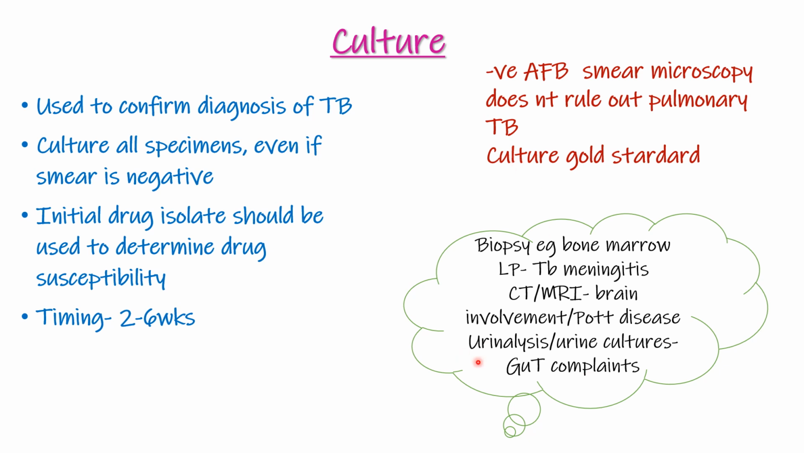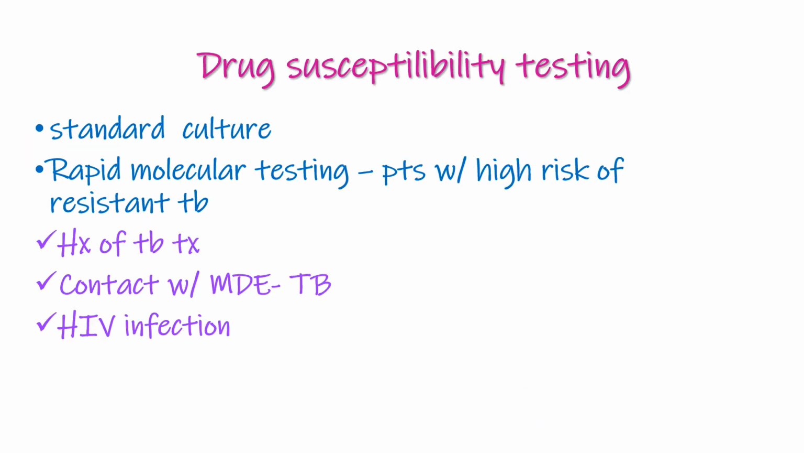We will talk more about other tests when we discuss extrapulmonary TB, where sometimes you can do a biopsy of bone marrow. When you see a patient who presents with signs of meningitis, head stiffness, headache, among others, you do an LP. You can do CT and MRI for brain involvement, or Pott's disease, that is TB of the spine. Do urinalysis and urine culture if the patient has GU complaints.